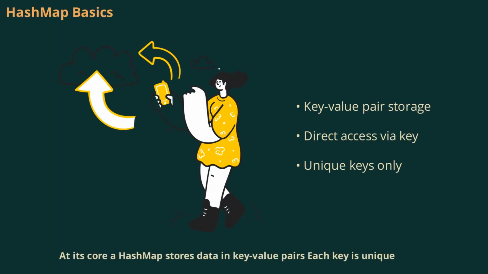At its core, a HashMap stores data in key-value pairs. Each key is unique, and each value is associated with a specific key. When you want to store or retrieve data, you use the key to access the corresponding value. This direct access is what makes HashMap so efficient compared to lists or arrays, where you might need to search through elements one by one. But how does HashMap achieve this speed? The answer lies in hashing and buckets.